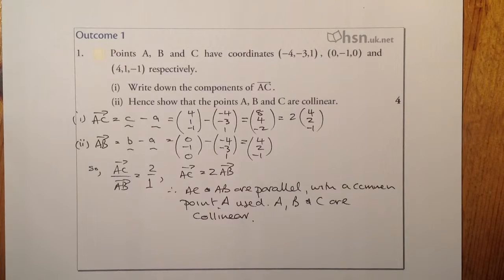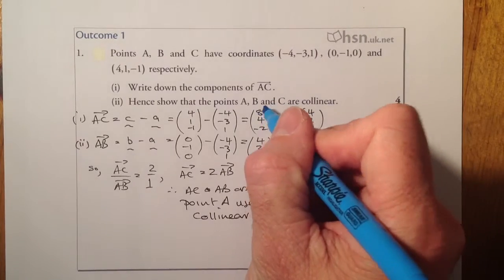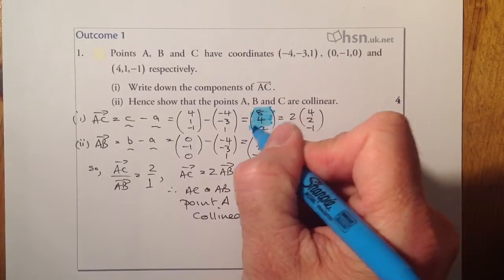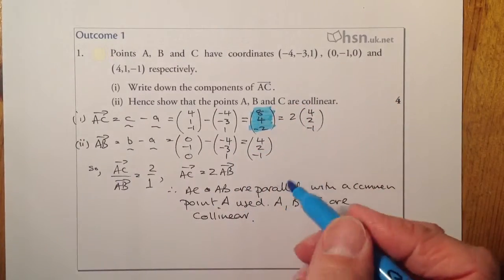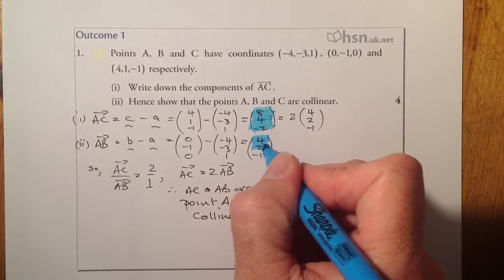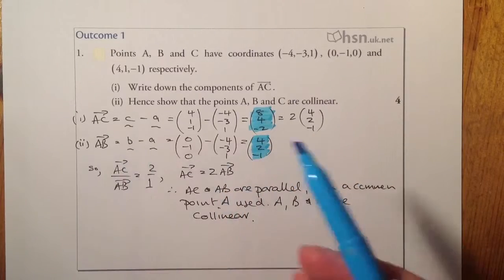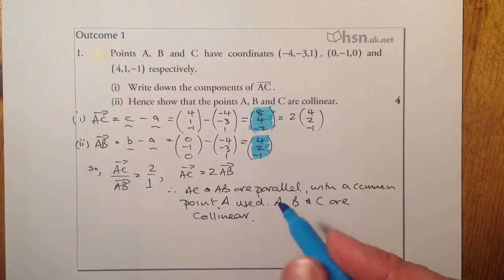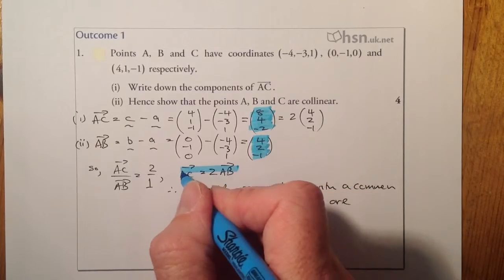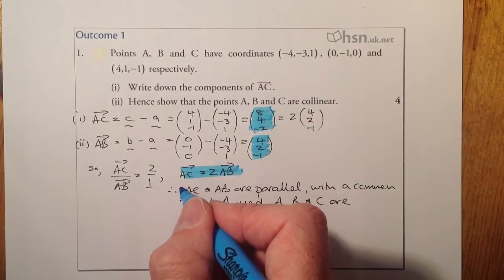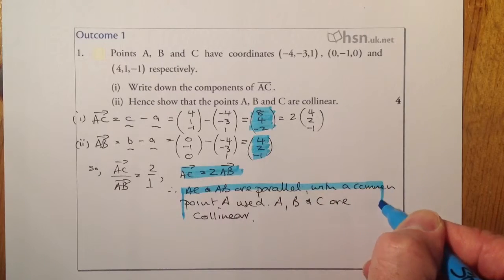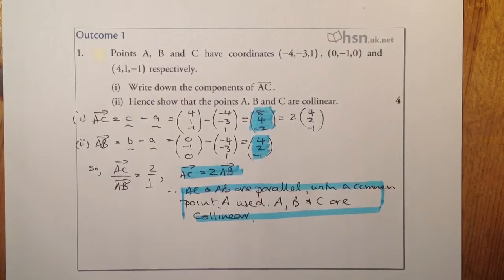So marking for this one, I'd get 1 mark for getting the component vector for AC. I'll get 1 mark for getting the component vector of the other, which will be AB in this case. 1 mark for comparing them in this form, and finally a mark for a statement to conclude that question. Okay, so that's going to be out of 4 marks. Right, let's move on to question 2.